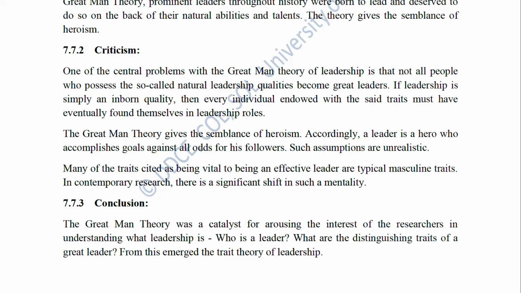7.7.3 Conclusion. The great man theory was a catalyst for arousing the interest of researchers in understanding what leadership is, who the leader is, and what the distinguishing traits of a great leader are. From this emerged the trait theory of leadership.